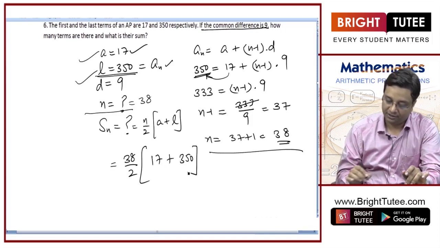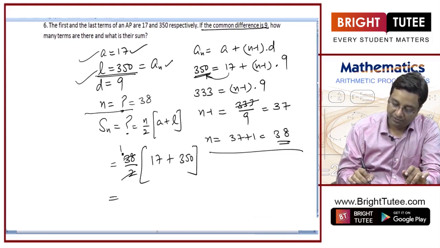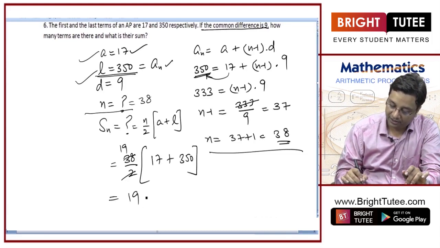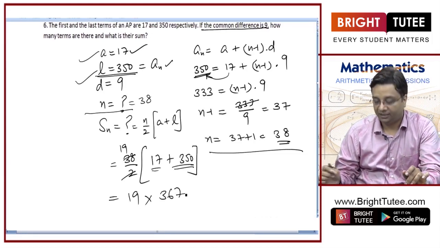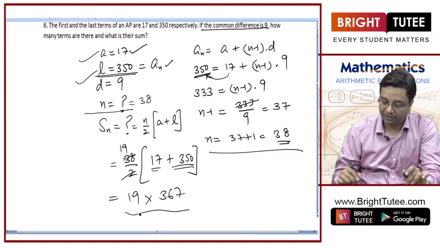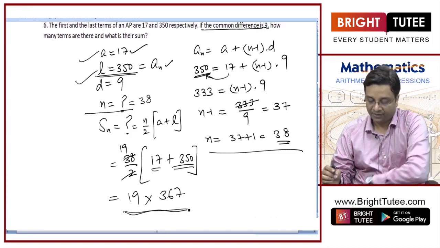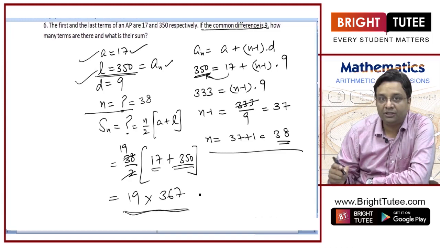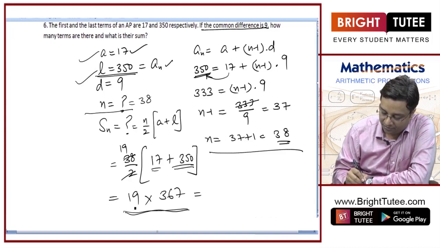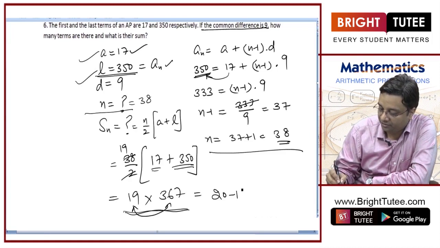So this will be our sum. This will give me 19. So 19 into this is equal to 367, right? This calculation you can do yourself, right? Or I can suggest a simpler way to calculate it instead of multiplying by 19. Otherwise you can do it as 20 minus 1 into 367.